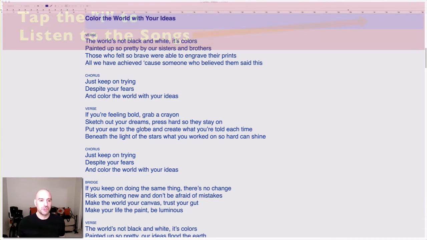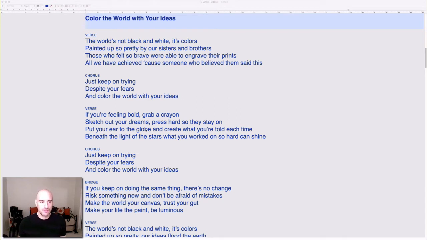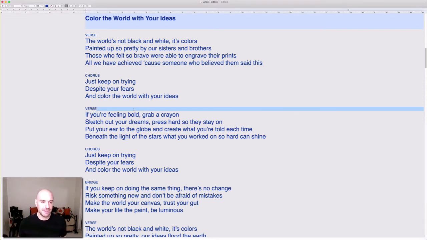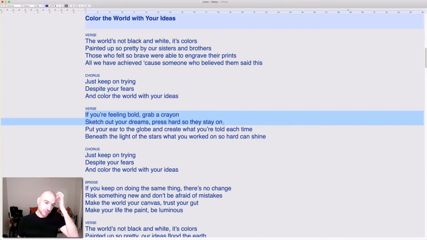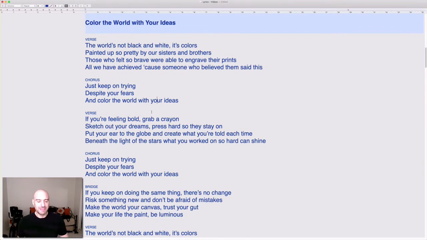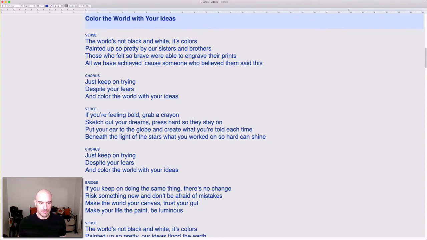So here I just want to show you an instance of something visual, which again is a more common type of way to pull people in with imagery. So you can see that here in the first couple lines of the second verse. If you're feeling bold, grab a crayon, sketch out your dreams, press hard so they stay on. So that's something that's definitely visual. It's meant for you to see it. And again, this is something I talk about more in other videos, but I just wanted to mention that because it's so common, I think it's worth mentioning and letting you see an example here so that we can compare it to some of the examples using the other senses.